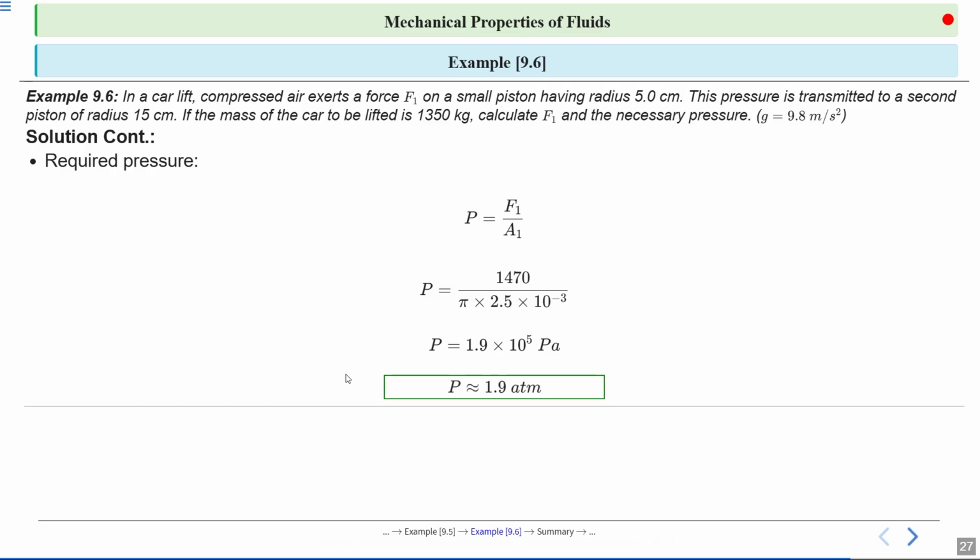So let's convert this pressure into a more familiar unit. We find that the pressure is approximately 1.9 atm. This conversion helps us relate the calculated pressure to everyday experiences like atmospheric pressure.